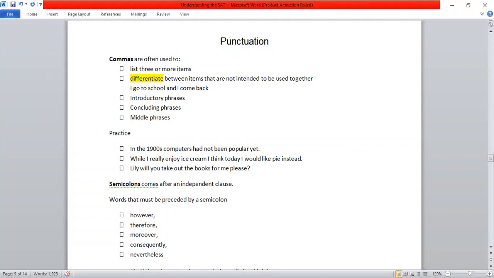When you say A, comma, B, comma, C, and D, you're talking about all the four items together. All the four items belong in one list. But I go to school and I come back, they don't belong to one list. They are two completely different sentences. Yes, two different information. If you want to connect two different information, you need a comma in between. This is quite frequently tested by SAT. Comma and, comma and but, comma along with so, or comma with for.